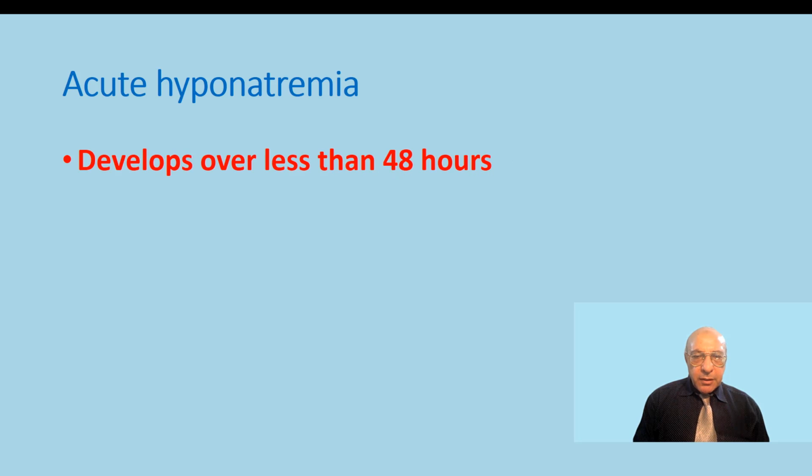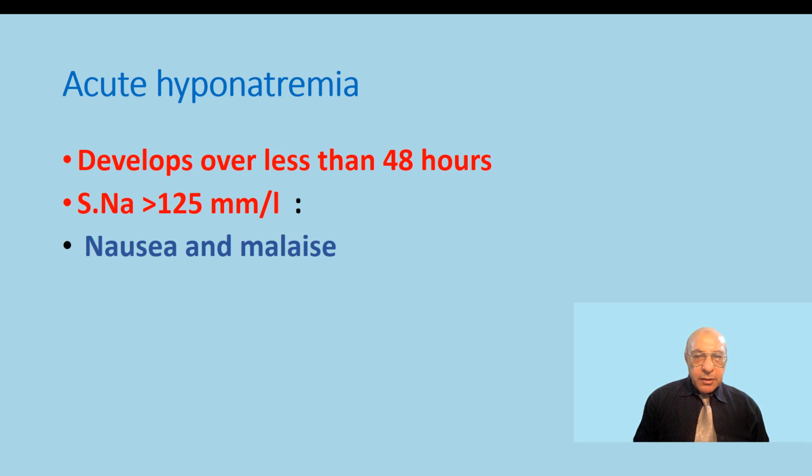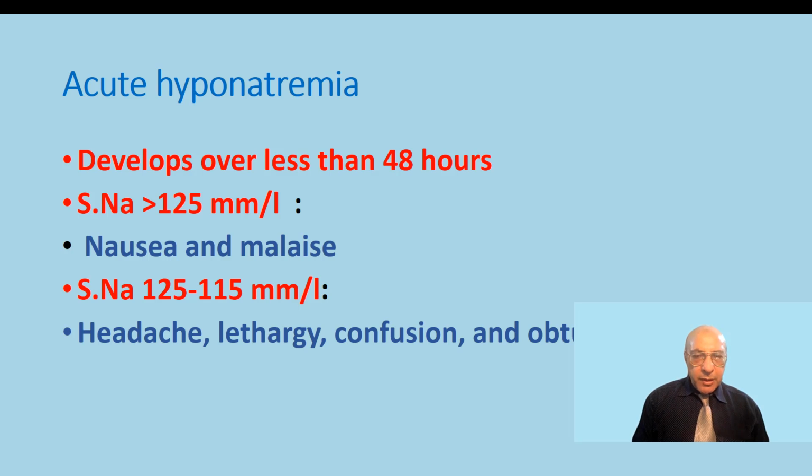Now, the presentation of hyponatremia depends on the acuteness of its development and the magnitude of drop of the serum sodium. If the serum sodium in acute condition, in which it is developing over less than 48 hours, is less than 135 but still above 125 millimole per liter, the patient will have nausea and malaise.